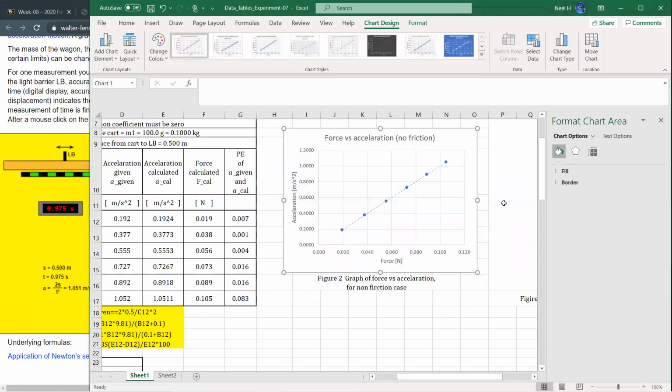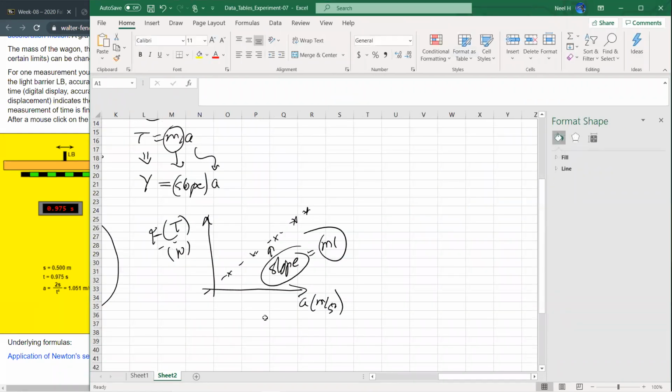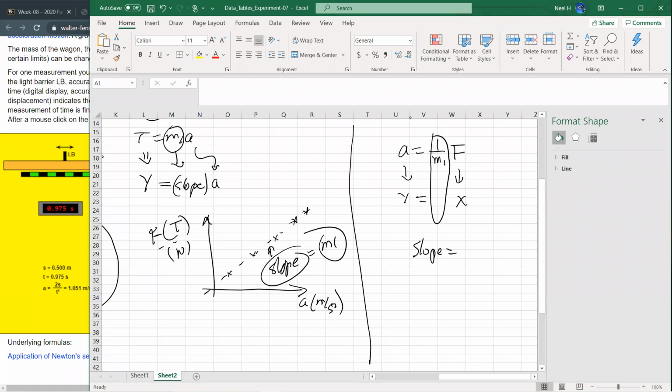Just leave the graph as it is. But that will be slightly different now, right? So instead of this graph, we now have a graph that looks like this. Acceleration is equal to 1 over mass m1 times the force. So now this is on the y-axis, this is on the x-axis. Then the slope of the graph right here is going to be 1 over m1. So m1 is going to be 1 over slope. We can do it that way too, okay? If you want to keep it like that, you can do it that way.